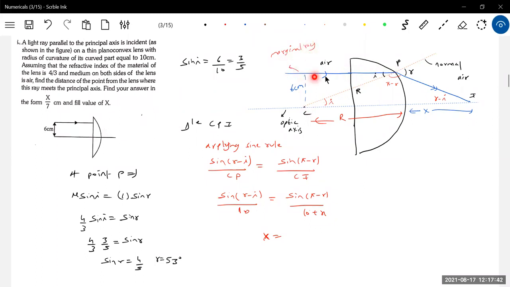A lot of students want to apply the lens equation. What is the problem with this? Why can't we use it? What is this derived for? The lens maker formula, the lens equation, the mirror formula, everything, the discussion was made with respect to paraxial rays. What we have is marginal rays. So these formulas are not applicable. That's why we are taking the help of this mathematics here.